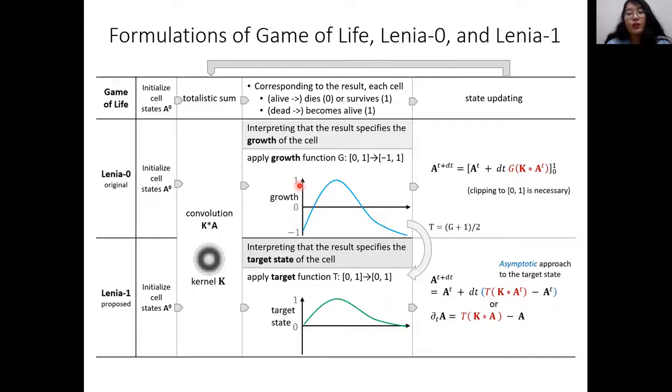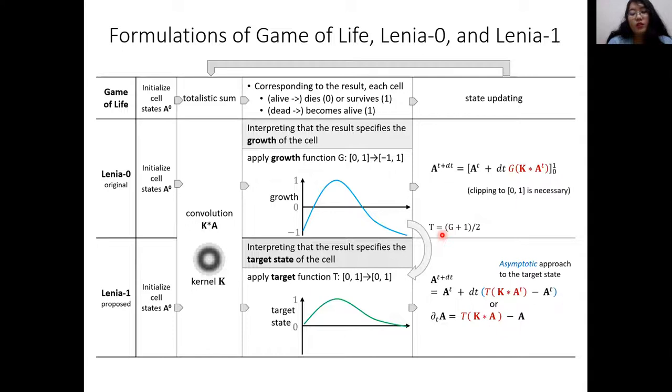And the difference between Lenia 0 and 1 is the interpretation of the result of convolution. In Lenia 0, the result is interpreted to specify the growth of the cell. On the other hand, in Lenia 1, the result is interpreted to specify the target state of the cell. The target function T is simply converted from growth function using this equation.